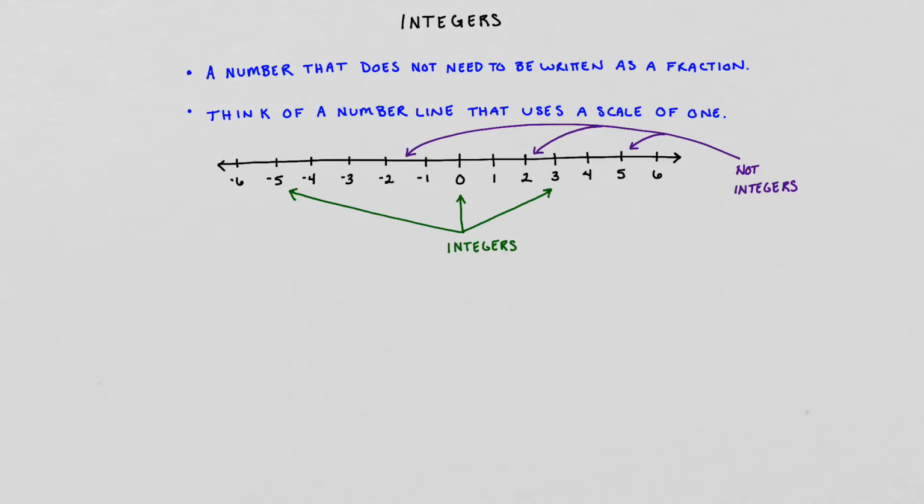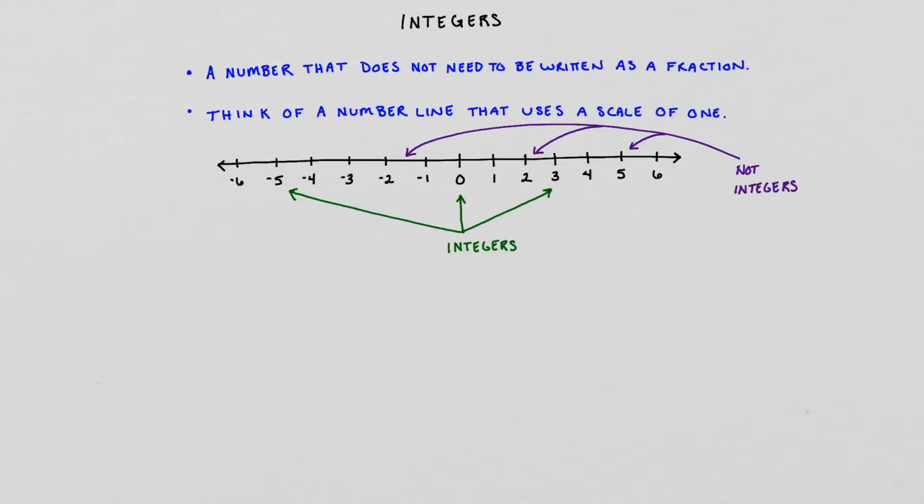In this video, we're going to be looking at integers. An integer is a number that does not need to be written as a fraction. The best way to think about this is to look at a number line that is using a scale of 1. So each tick mark is going to increase by a unit of 1.